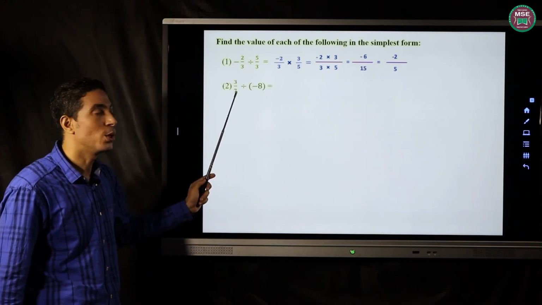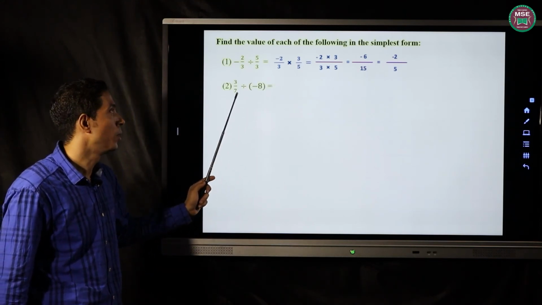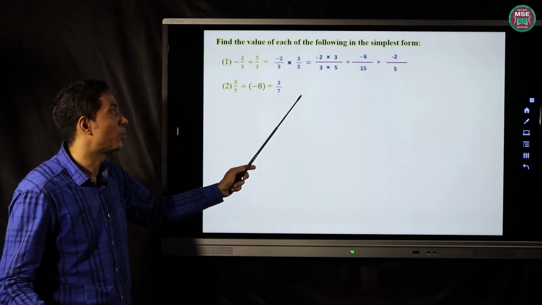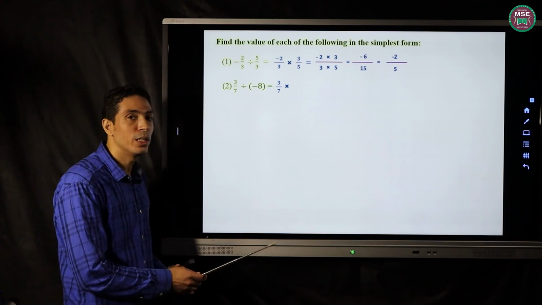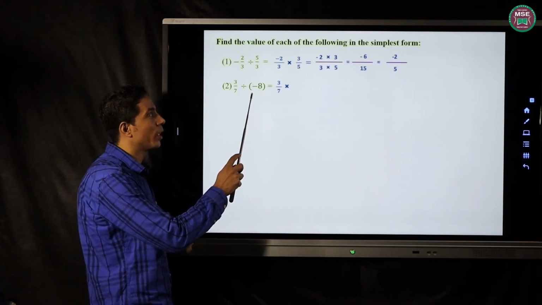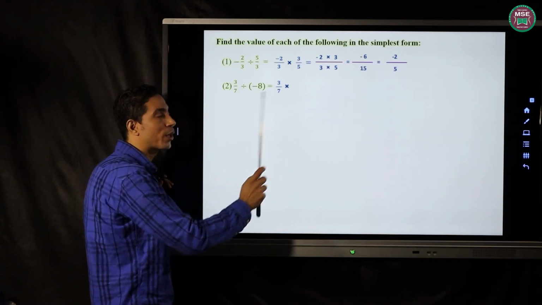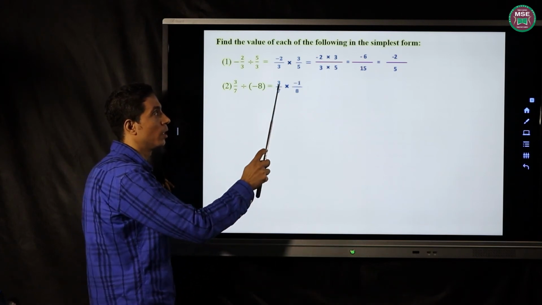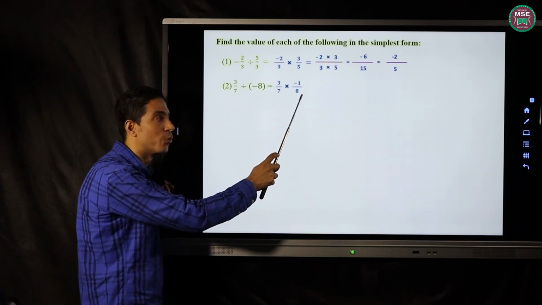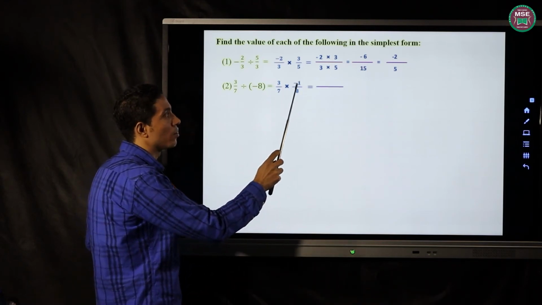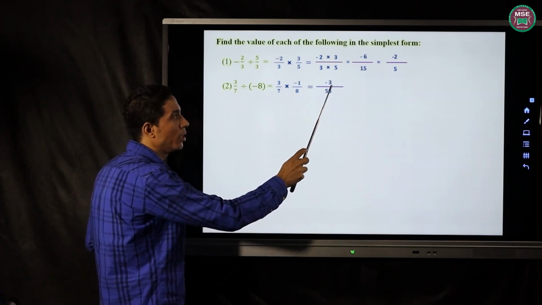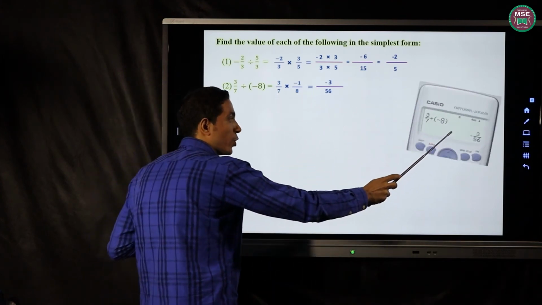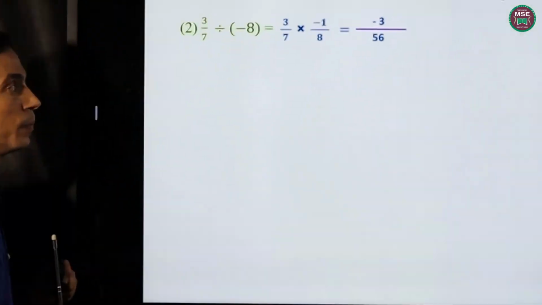Number 2, 3 over 7 divided by negative 8. First we type the first fraction, convert the division to multiplication, and the multiplicative inverse of negative 8 will equal negative 1 over 8, because the denominator of negative 8 is 1. Then 3 over 7 times negative 1 over 8 equals 3 times negative 1, which equals negative 3, and 7 times 8 equals 56, and we can check the answer by calculator.